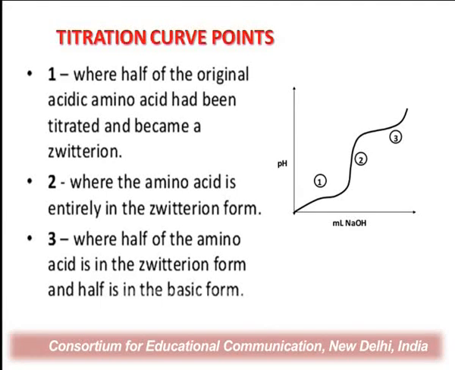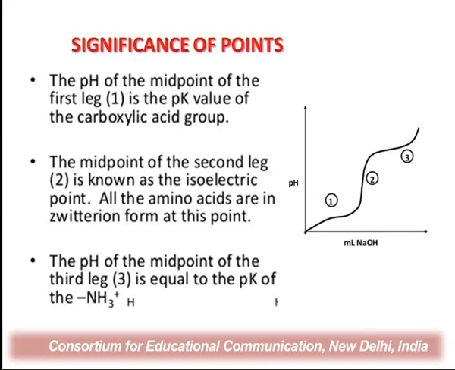And what we found was that in the general titration curve we had 3 points: point number 1, point number 2 and point number 3. What is the significance of these points? Point 1 is the pK1 value, at which there will be equal amounts of the acidic form of the amino acid as well as zwitterion. At point 2, the amino acid will exist entirely as zwitterion, and this point is known as the isoelectric point. And point 3 represents the point where there is equilibrium between the zwitterion and the anionic form, the basic form of the amino acid.